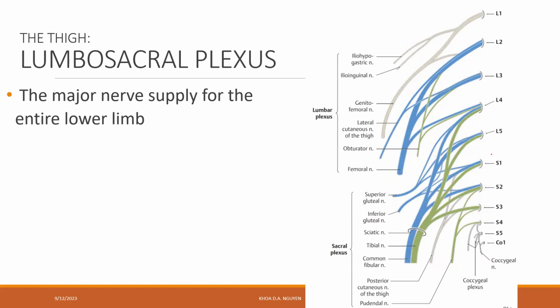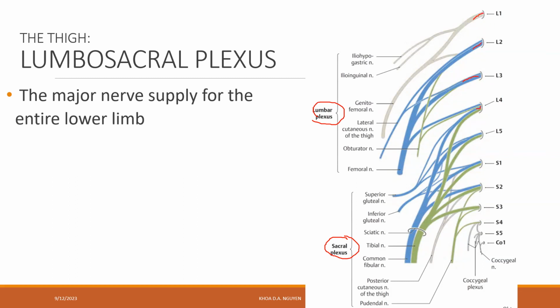So now, the lumbosacral plexus is going to be a combination of two plexuses: the lumbar plexus more superiorly and the sacral plexus more inferiorly. The major nerves that we are going to see branch out from the roots of these nerves. Actually, saying roots is a little bit misleading because these are not really roots. They're actually anterior rami.